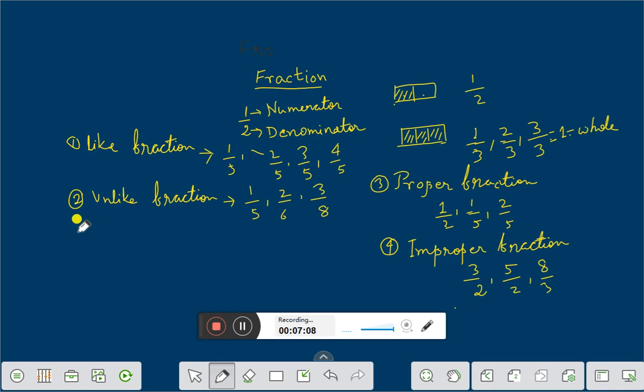Besides that, one is mixed fraction. What is mixed fraction?